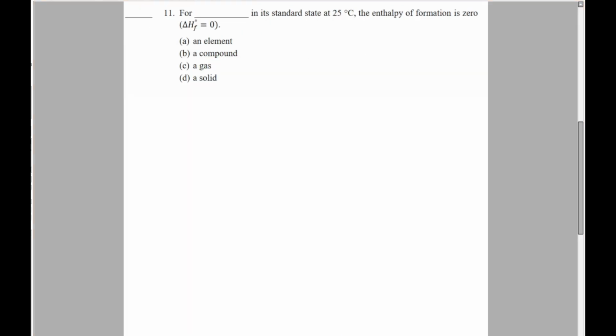Question 11. For what in its standard state at 25 degrees Celsius is the enthalpy of formation 0? This is just an element, and I'm not really sure how to explain that other than just saying that this is the definition of what standard state means. So the answer for this question is A.